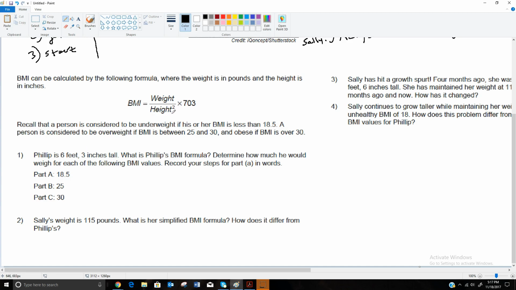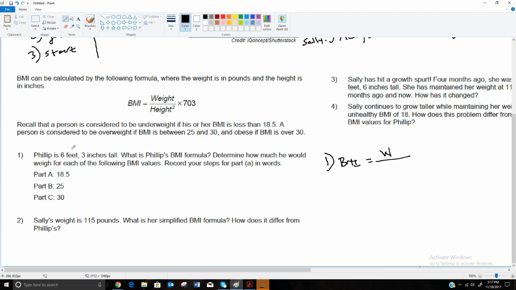We're going to put that in here. But instead of being given his weight, we're going to be given BMI values, and we're going to try to determine what weight he would have to be at that BMI value. So let's start by working this over here. His BMI would be calculated by his weight divided by his height squared.